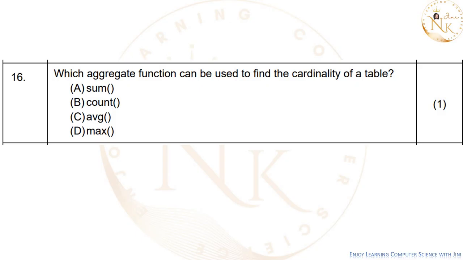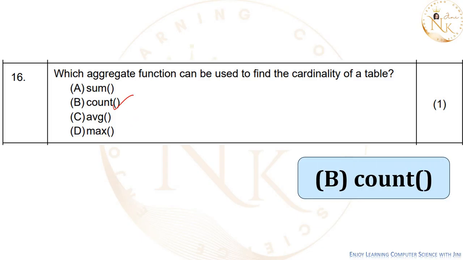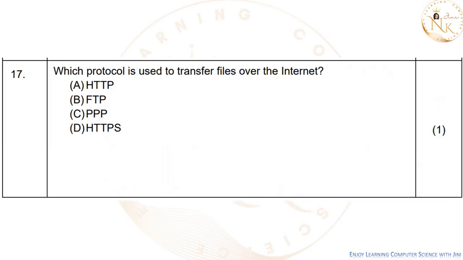Which aggregate function can be used to find the cardinality of a table? What is cardinality? The number of rows. So how will you count the number of rows? Count function. Okay, count is used to calculate the cardinality of a table.